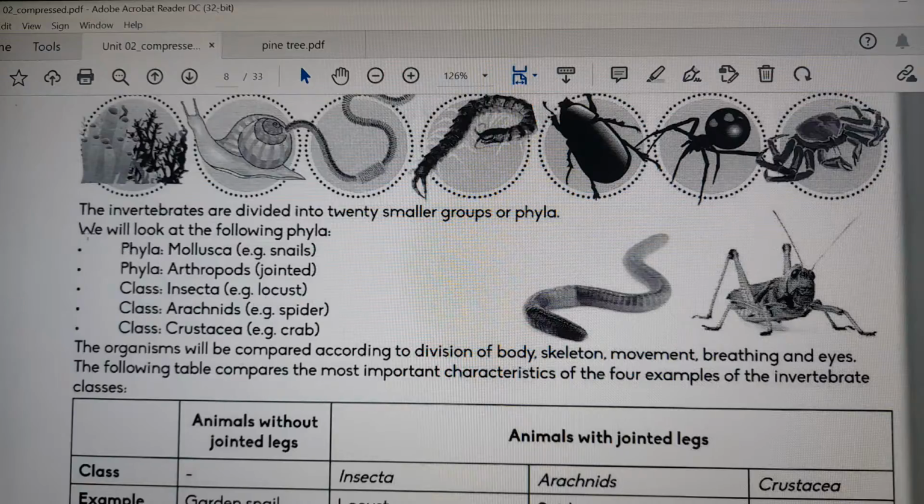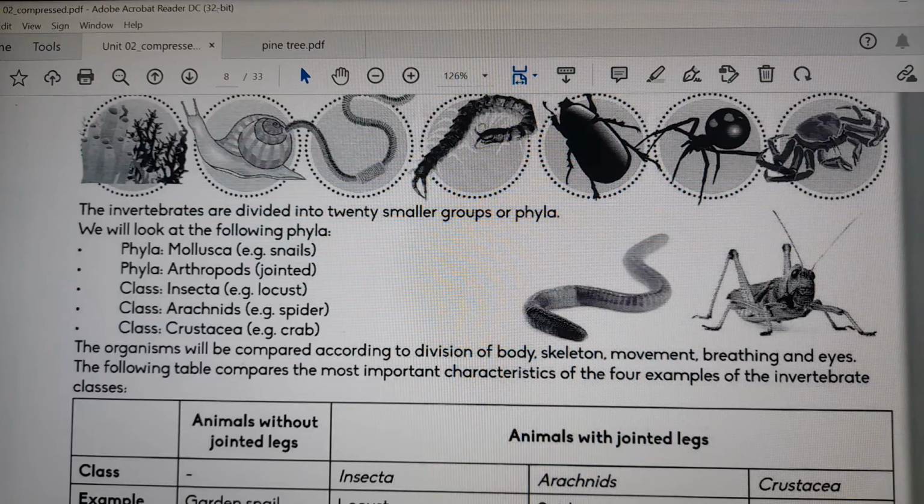So in our lesson, in our grade, these are the five invertebrate animals that we are going to focus on. Under mollusca, we are going to look at the snails, and then under arthropods we are going to look at these three: the insecta, the arachnids, and the crustacea.